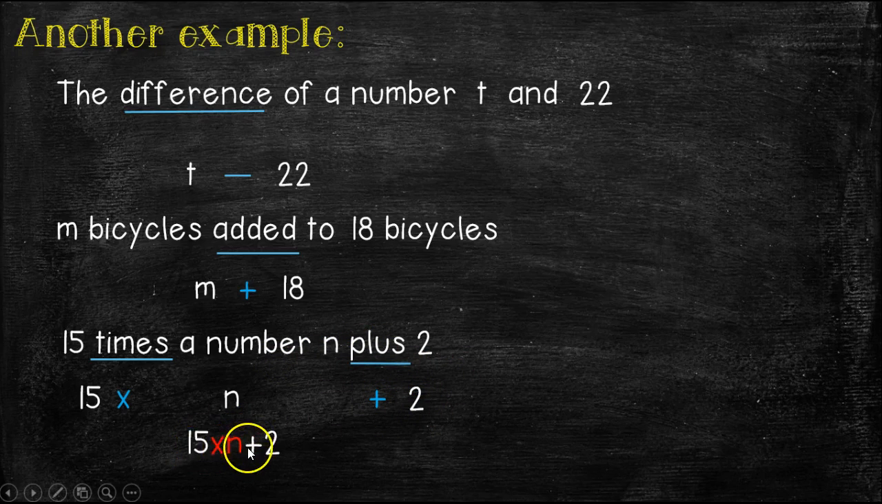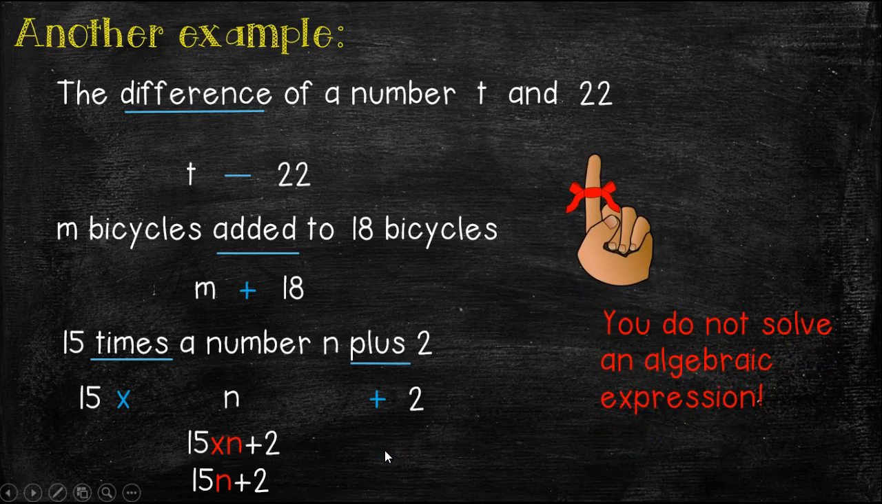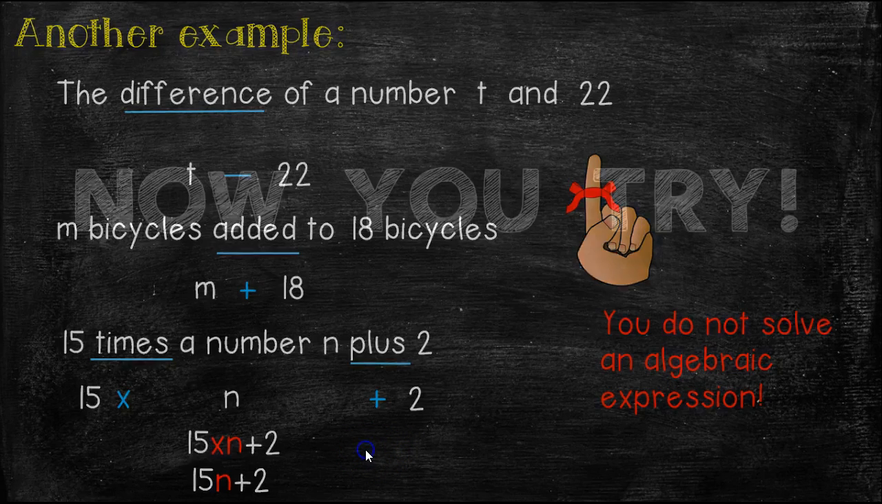Now 15xn plus 2 looks very confusing to me. So that's why we do not ever write the x when we're doing times. Instead, it's just 15n plus 2. But you and I now know that if we see 15n, that really means 15 times n plus 2. Remember, you do not ever have to solve an algebraic expression. You are just writing what the operation is, what the unknown is, and what the number is.